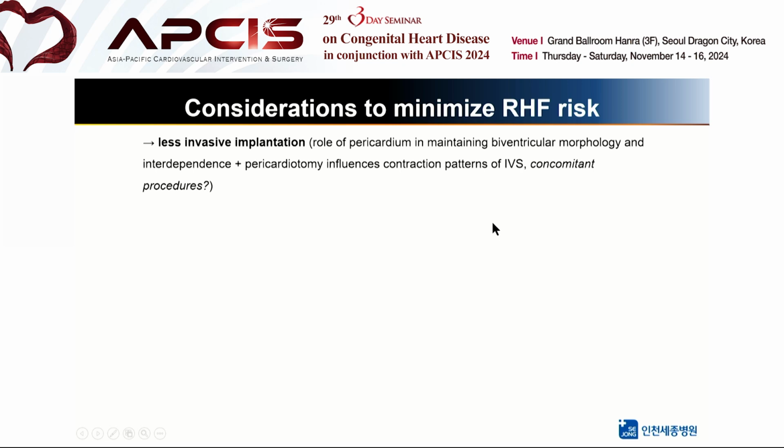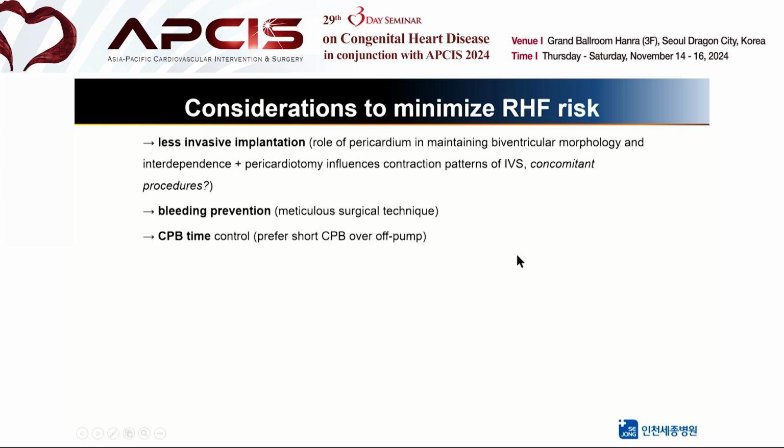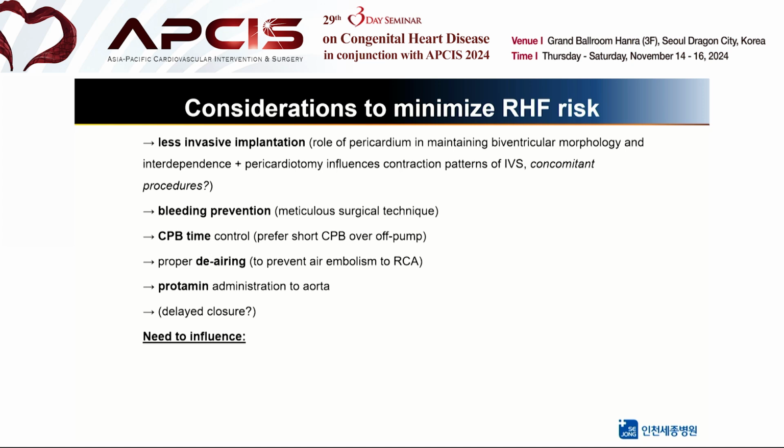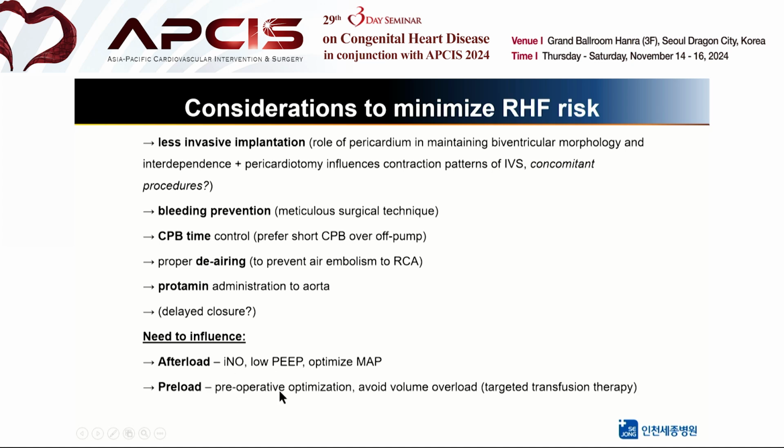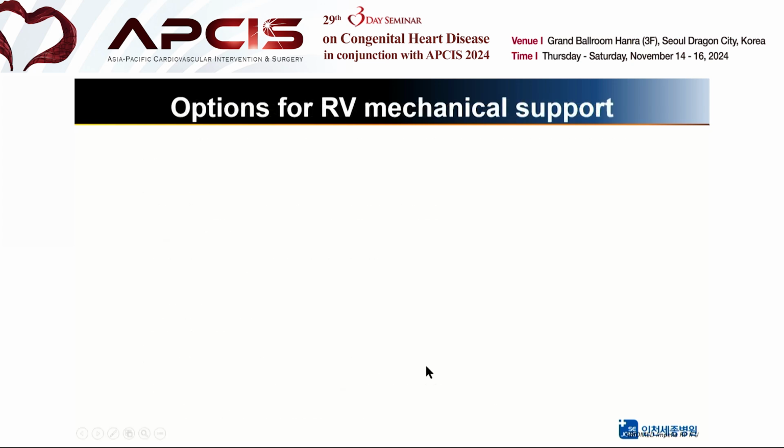Use less invasive implantation to preserve biventricular function and reduce RV stress, and prevent bleeding through meticulous technique. It depends on the surgeon. And administer protamine slowly and consider delayed closure if needed. Additionally, optimize afterload with inhaled NO or low PVR, or optimize mean arterial pressure. And preload like volume management, and contractility with inotropic support, and arrhythmia management is essential to support RV function.